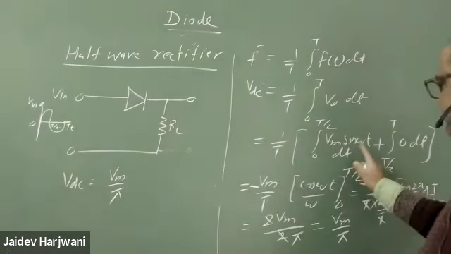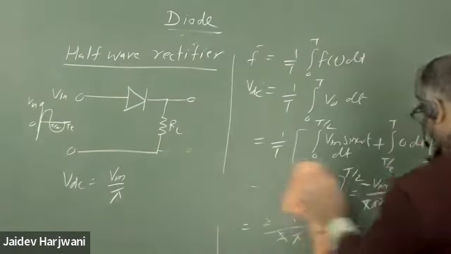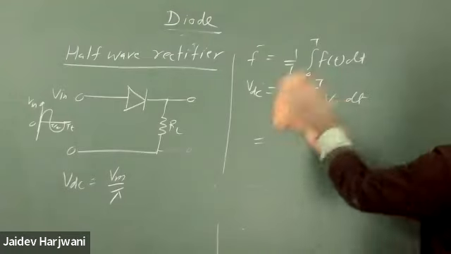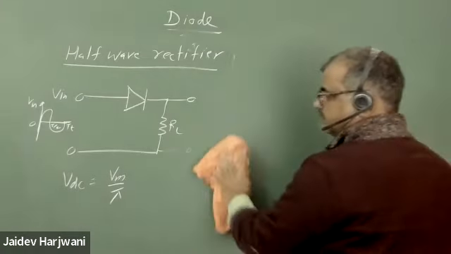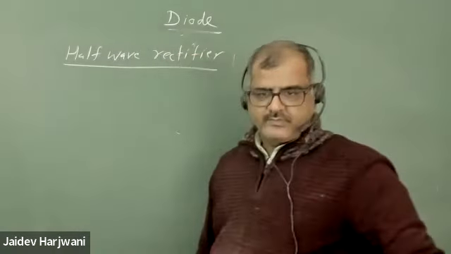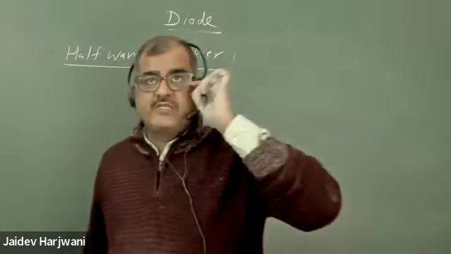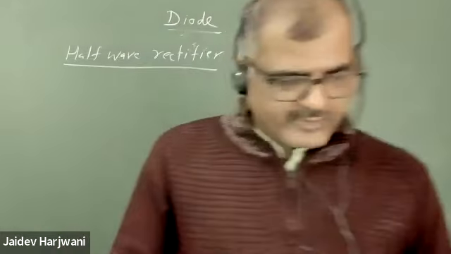I just integrate sin omega t to get cos omega t upon omega. Student: Where does the T cancel with omega? Omega is 2 pi by T, right? Yes, omega is 2 pi by T.